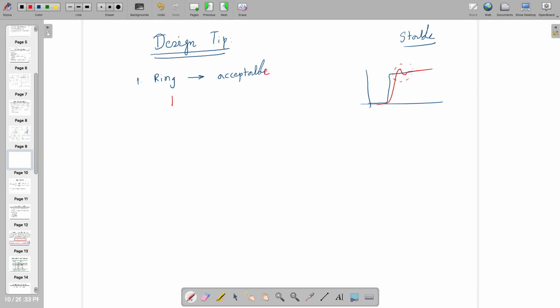I am going to write down something. Your phase margin, this terminology I am going to define just later on, but phase margin will be around 60 degree. If there is no ring in your system, that's the best one, no ring, then your phase margin is greater than 60 degree. So we have to design with this number. Just remember this, it will be useful, right?